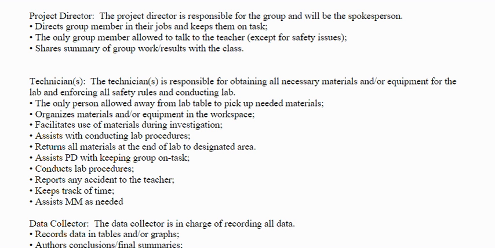Now, the exception to this, of course, is if there's a safety issue, right? If you accidentally broke glass and it fell on your foot and you happen to wear shorts and it cut your leg, you don't need to have the project director come talk to me that you need to go to the bathroom or you need to go to the nurse's office. Just let me know and we'll make sure you get there. Also, if you happen to be the project director, you are going to be responsible for sharing a summary of the group results with the class. You are going to present this data.